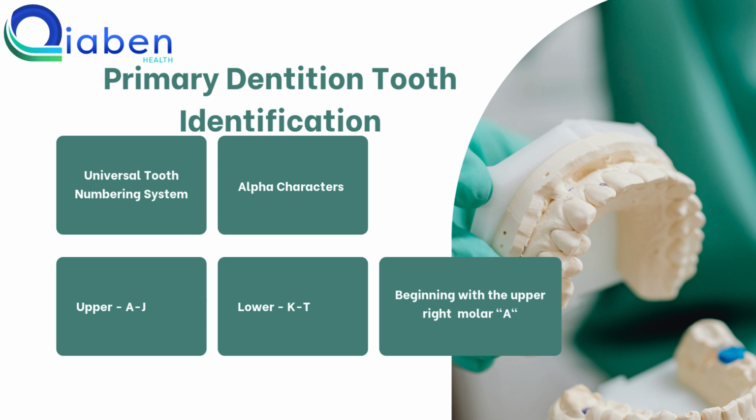Now let's look at how primary teeth are identified in dentistry. For baby teeth, we use the universal tooth numbering system, but instead of numbers, we use alphabet letters. The upper primary teeth are labelled A through J, and the lower primary teeth are labelled K through T. The sequence begins from the upper right second molar, which is labelled A, and then continues across the arch. This system makes charting and communication very clear when working with young patients.